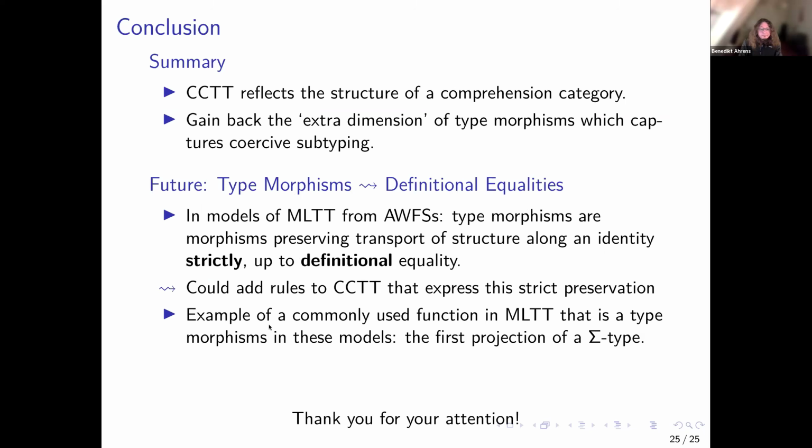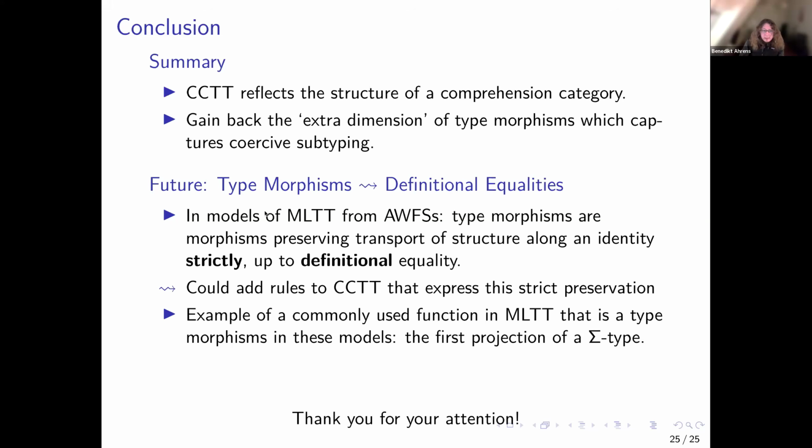Okay, I come to a conclusion. As a summary, we have developed CCTT, which reflects the structure of a comprehension category. In CCTT, as compared to, say, Martin-Löf type theory, we kind of gain back the extra dimension of type morphisms, which can capture a phenomenon that is coercive subtyping. In the future, we would like to explore how these type morphisms can be used in practice.